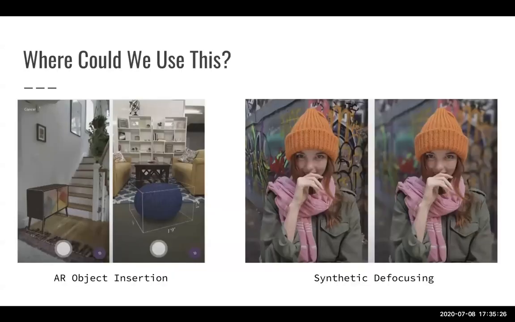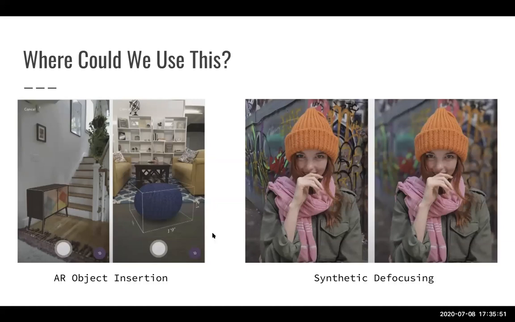So why would we want to do that? There's two pretty good applications in which we could use this. One is synthetic defocusing, as you can see on the right. You can see that the background image, once you defocus, is kind of blurred, and you can see the person more clearly, which is good.